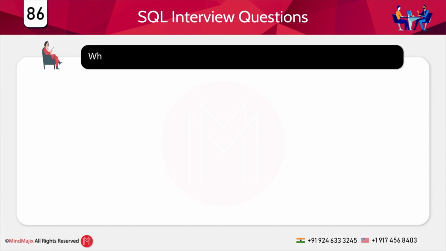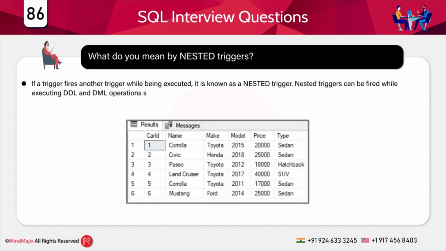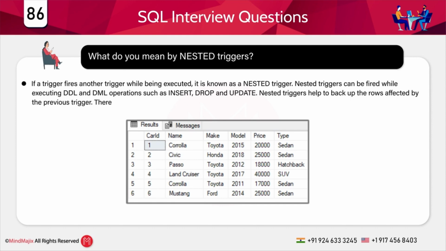The next question over here is, what do you mean by nested triggers? If a trigger fires another trigger while being executed, then it is known as a nested trigger. Nested triggers can be fired while executing DDL and DML operations such as insert, drop, and update. Nested triggers can help to back up the rows affected by the previous trigger. There are basically two types of nested triggers, such as after triggers and instead of triggers.